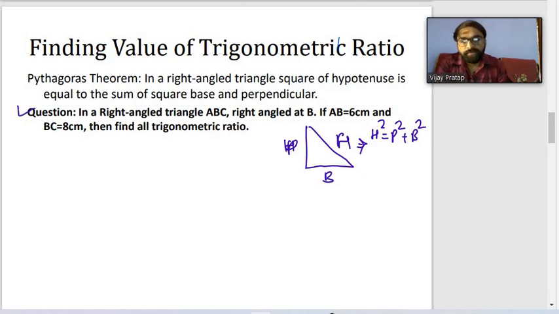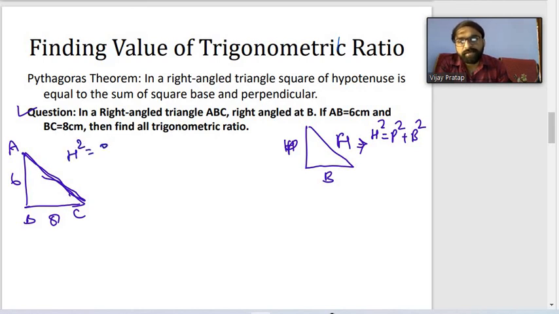There is a question: in a right angle triangle, first of all draw a right angle triangle ABC. AB equals 6 centimeter, and this one is 8 centimeter. Then we have to calculate AC. AC is the hypotenuse. Then hypotenuse square equals 6 square plus 8 square, equals 36 plus 64, equals 100. So h square equals 100, then h equals 10 centimeter.